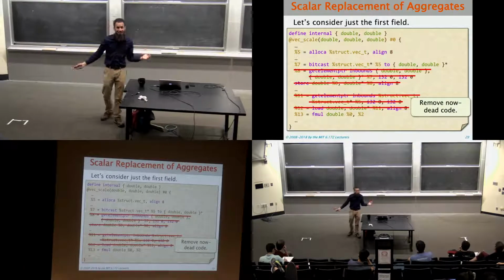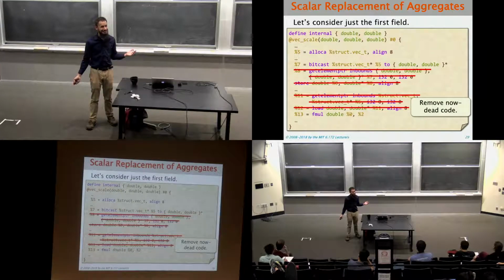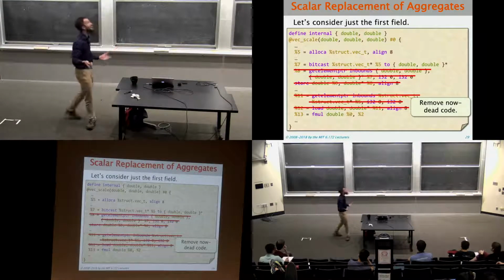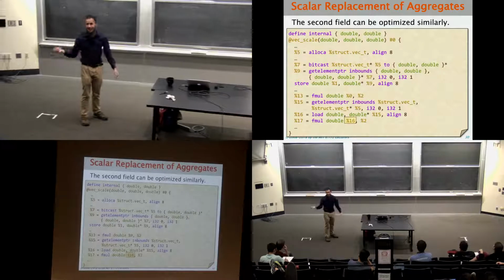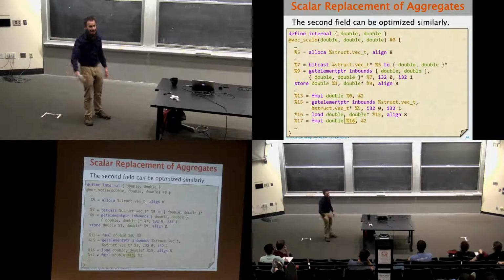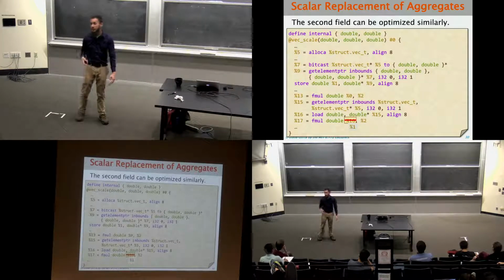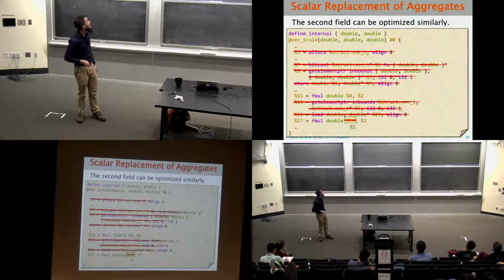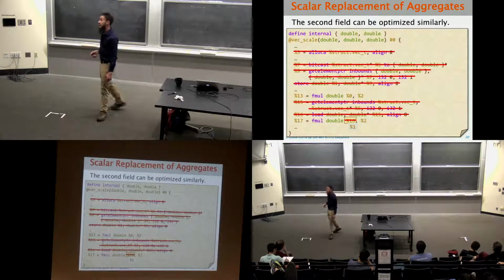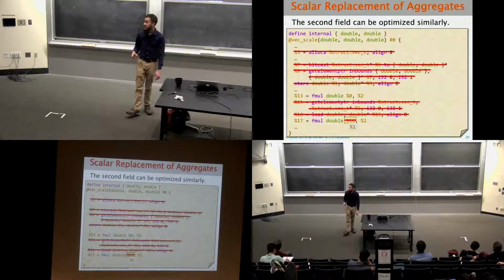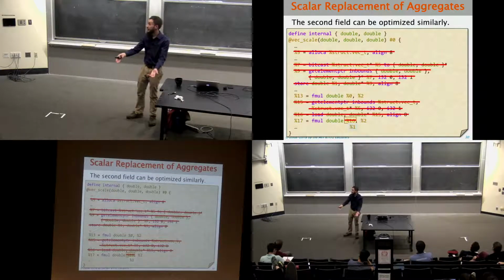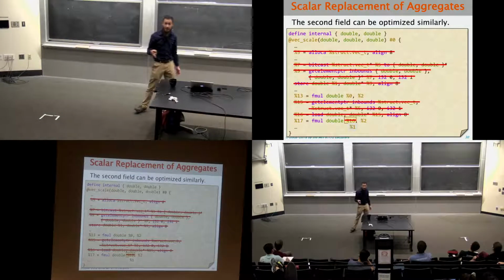What do we do next? Optimize the next one. That happens similarly. I won't walk you through that a second time. We find where we're using the result of that load. We can cross it out, replace it with the appropriate input, and then delete all of the relevant dead code. And now we get to delete the original allocation because nothing's getting stored to that memory. That makes sense? Any questions about that?